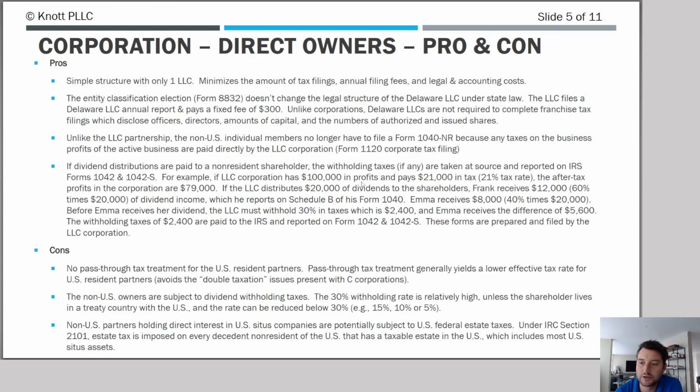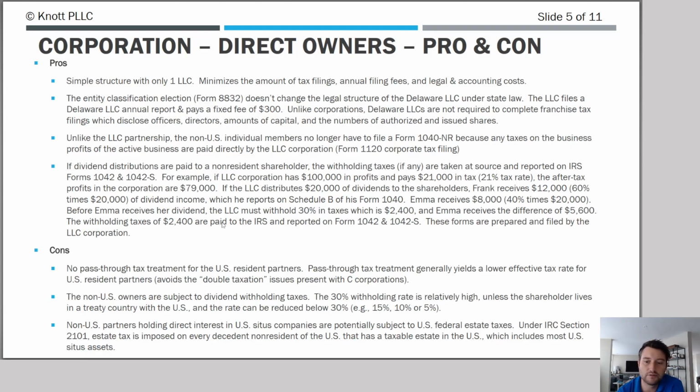So if the LLC makes 100K in profits, pays $21,000 in tax, the after-tax net profits in the corporation is $79,000, right? So that's the earnings and profits, or E&P, that's left over in the company. If the LLC distributes $20,000 in dividends, Frank gets his $12,000, so 60%, and he reports it on Schedule B of his Form 1040. So it's just dividend income to Frank. Now, when Emma gets her share, she's going to get $8,000, right? So it's 40% of the 20.